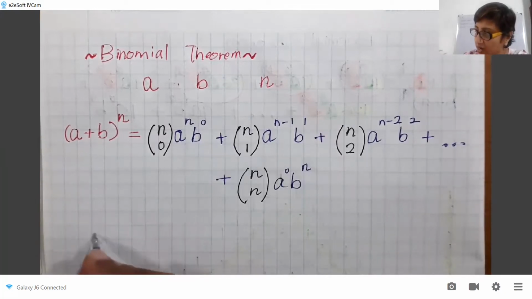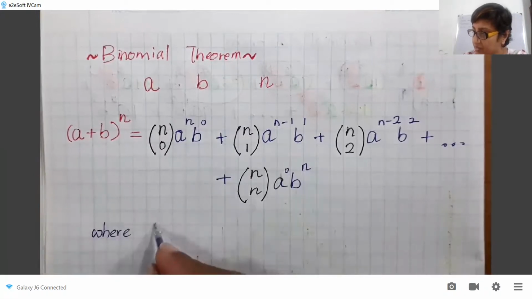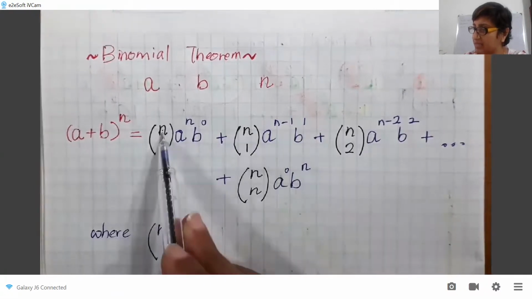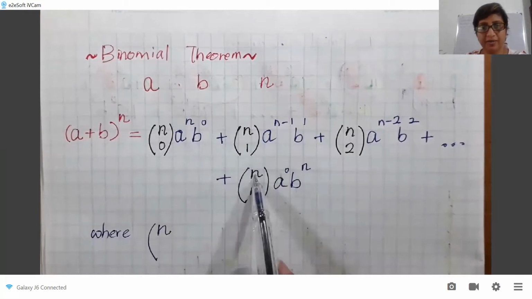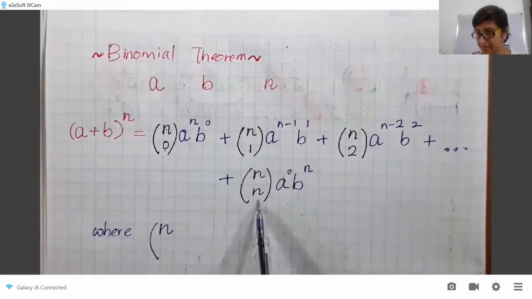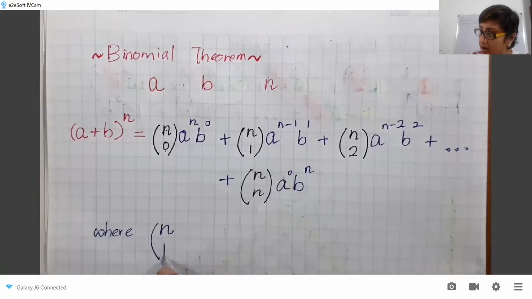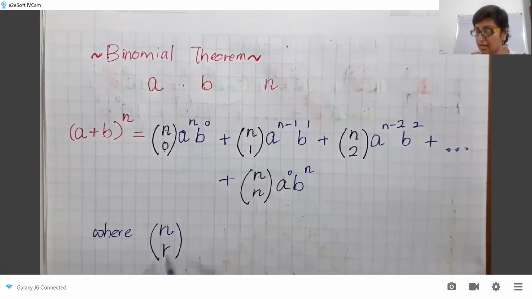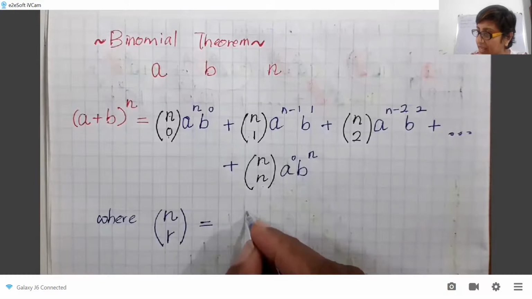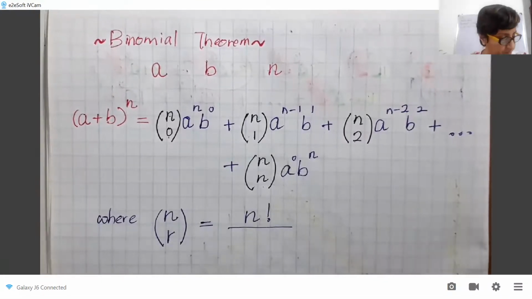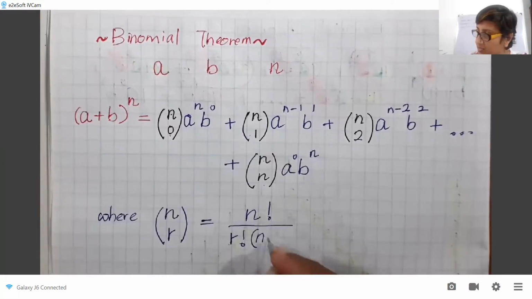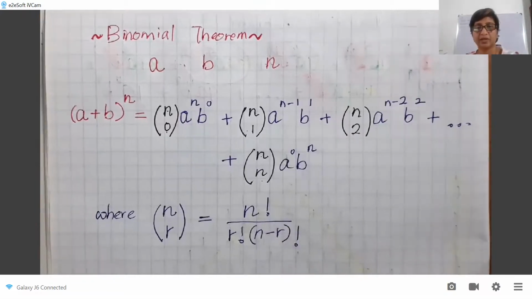Let's say, with this notation, you see that all of them have the top number n. The bottom number goes 0, 1, 2, 3, 4, up to n. So in general, if I say n choose r, let the bottom number be r, so r could be any number from 0 to n. What does this represent? It represents n factorial over r factorial times (n minus r) factorial. Now, this is why we learned the factorial operation.